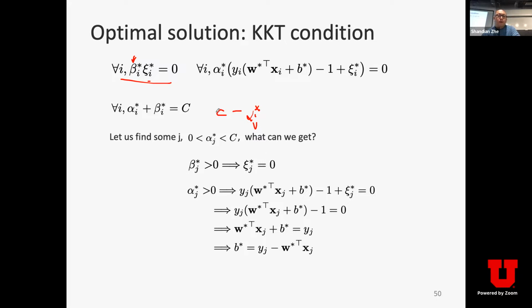And then because alpha j star is strictly positive, that means this guy is positive, right? Then this term, the constraint function, must be 0, right? Because their product must be 0. One guy is non-zero, so the other guy must be 0. Then we can get that this constraint function is 0. And meanwhile, because we know that xi j star must be 0, this guy must be 0, which means the function margin must be 1.